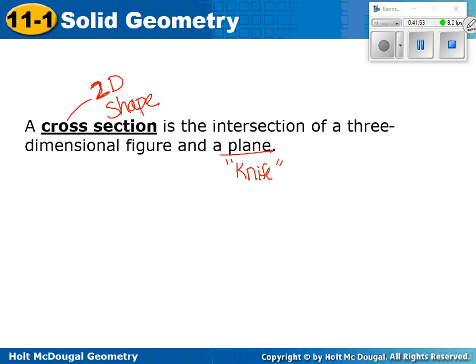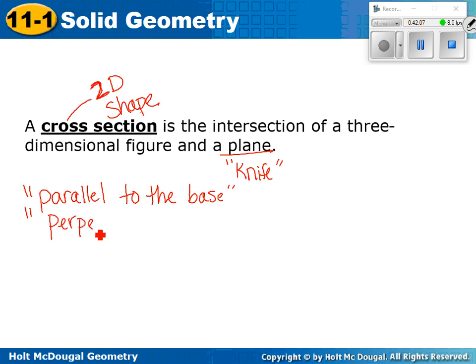We're going to use the phrases when we're describing it. These are the key phrases you're going to want to use on your homework and your notes. Parallel to the base or perpendicular to the base. That's perpendicular to the base. Now you can slice it other ways. You may slice it diagonally, but typically on the homework and on the test, those are going to be the key ways they're going to talk about it. If you slice it parallel to the base, what does the shape look like? If you slice it perpendicular to the base, what does the shape look like?